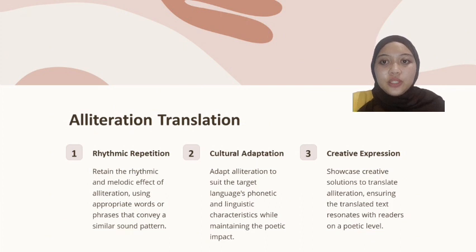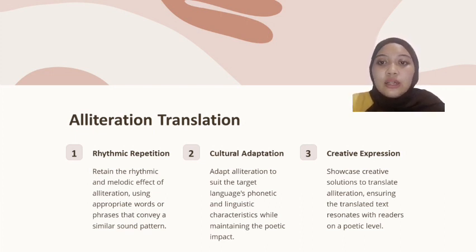The last one is creative expression. This approach involves showcasing creative solutions to translate alliteration, ensuring the translated text resonates with the readers on a poetic level. For example, a translator might use different devices such as rhyme or assonance to convey a similar effect in the target language.